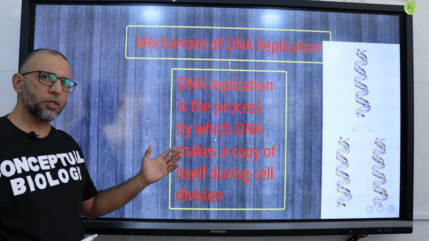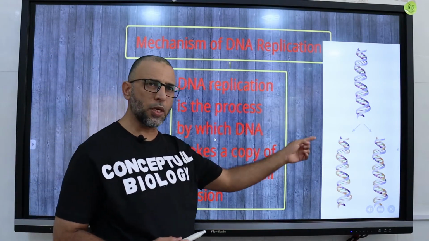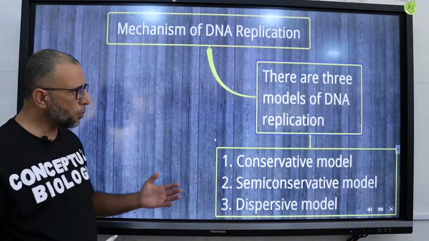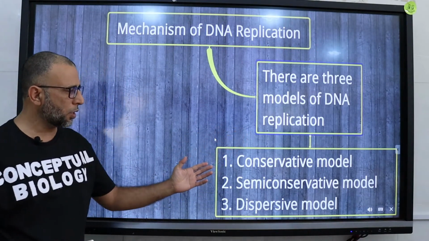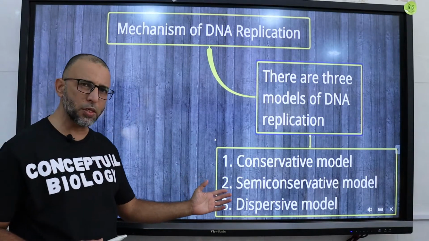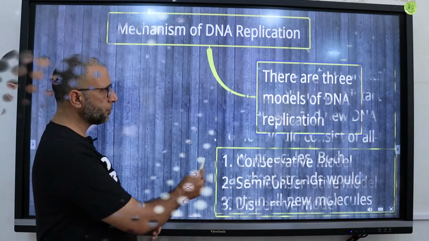DNA replication is the process by which DNA makes a copy of itself during cell division. There are three models of DNA replication. Number one is conservative model, number two is semi-conservative model, and number three is dispersive model.